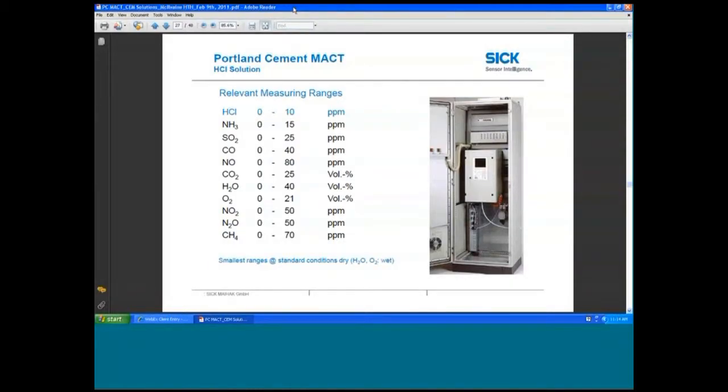This just gives you an idea of some relevant measuring ranges. I highlighted the HCl for the purposes of the conversation here, 0 to 10 ppm, which is probably about right where you'd want to be, considering that the HCl level and the reporting requirements are a 30-day average. You're going to see some instances where HCl can be elevated in the process. So, lower detection limits of about 0.1 ppm at this range. So it's quite able to handle the requirements of the MACT rule.